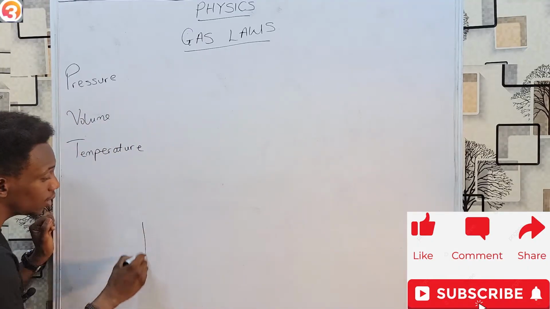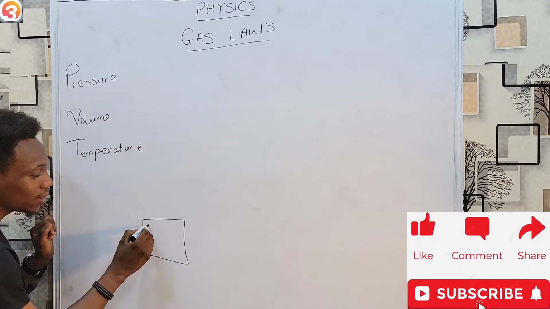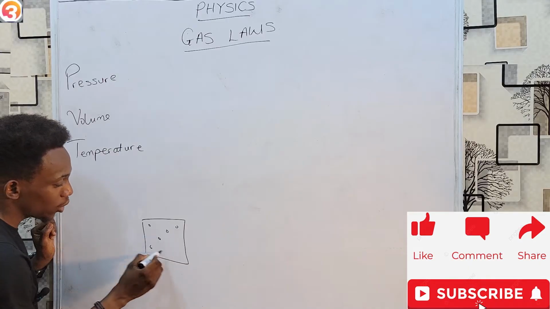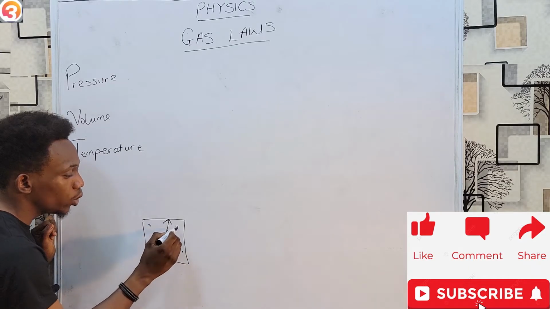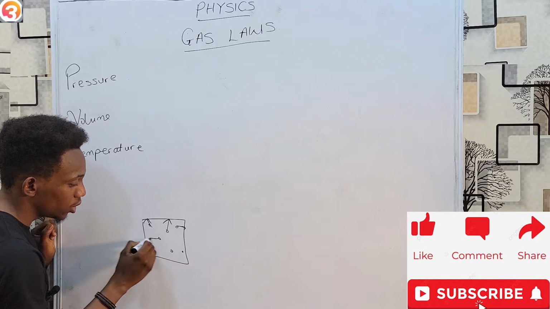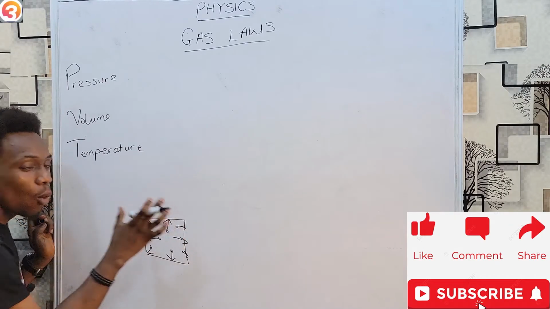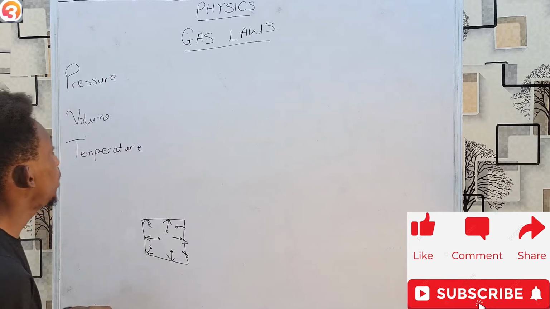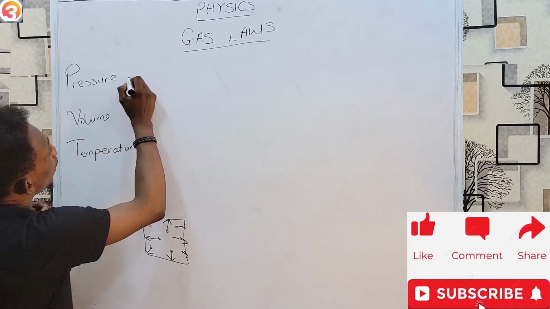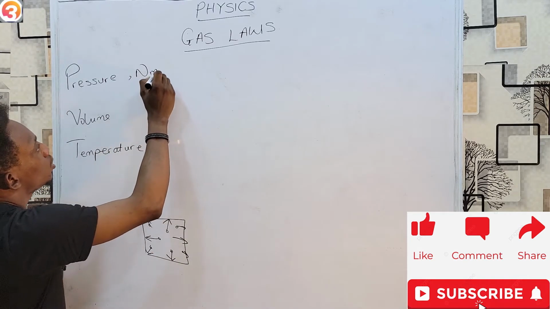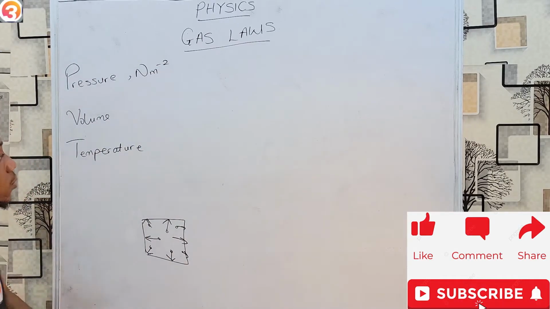So if you have, say, a container and there are gases within it, these gases are not stationary. Instead, they are always moving. So the force which they generate hitting these container walls, the force divided by the area of this container gives you the pressure. And the SI unit of pressure is Newton per squared meter. That's pressure. Next up, we have volume.